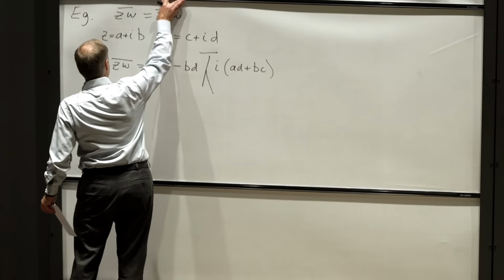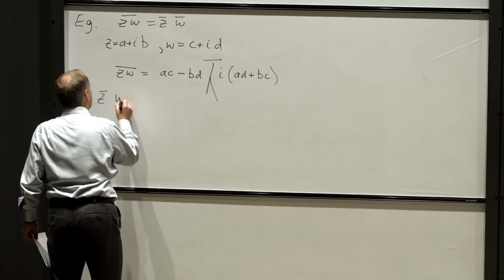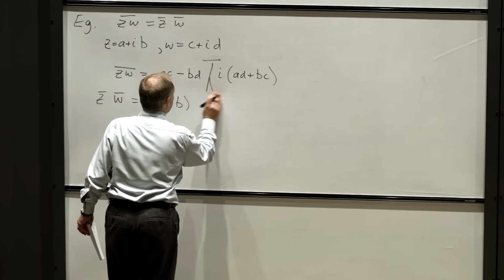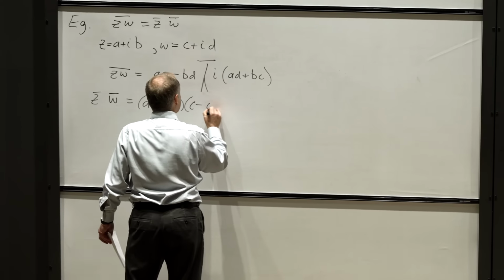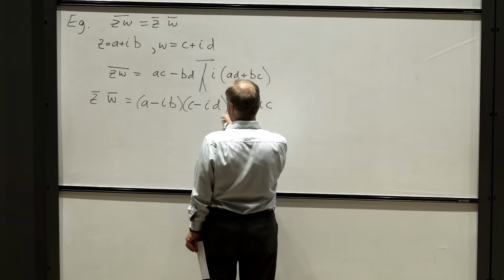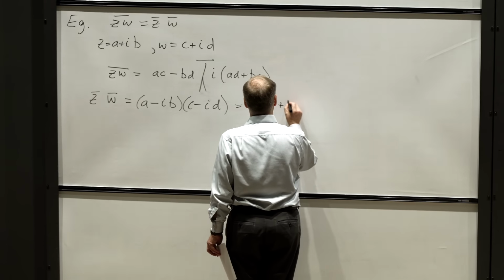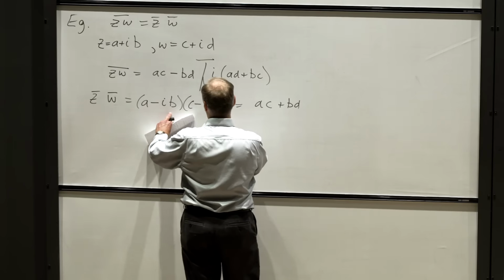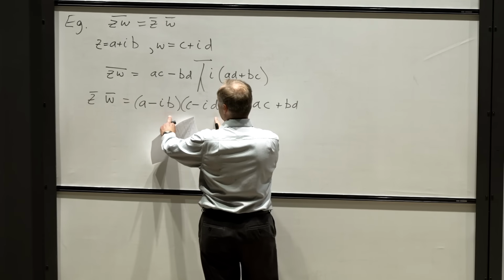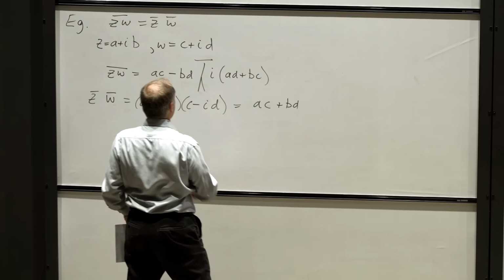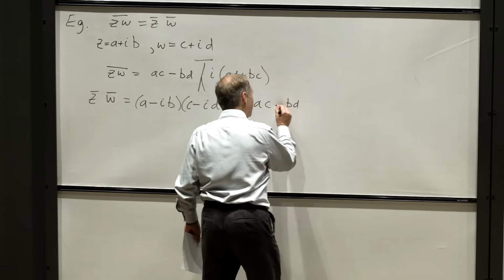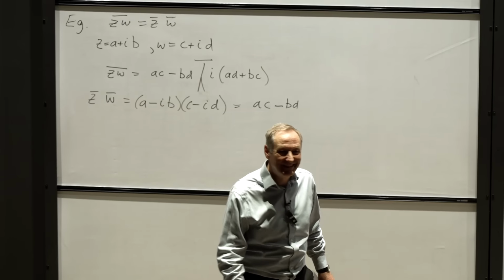And then what's Z bar times W bar? A minus iB, that's Z bar, times C minus iD, that's W bar, and that's equal to AC plus BD, is that right? So why did I get a minus here? It's minus. Oh, i squared is minus 1. There you go. Good. Some people are awake.